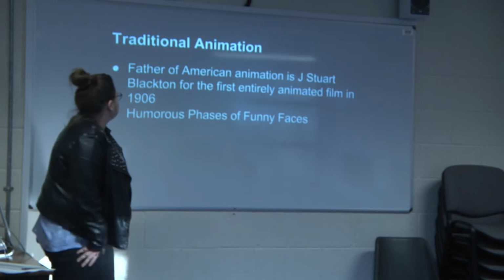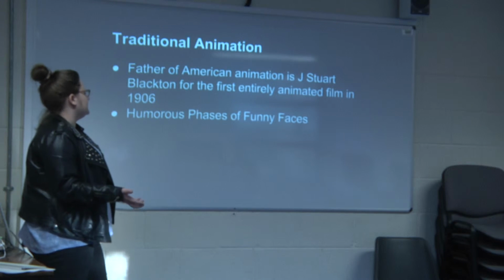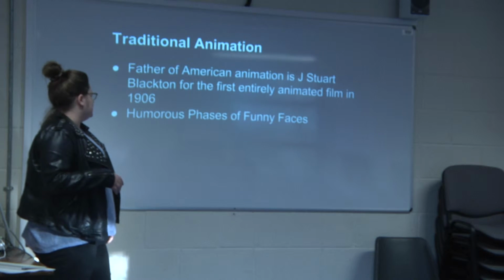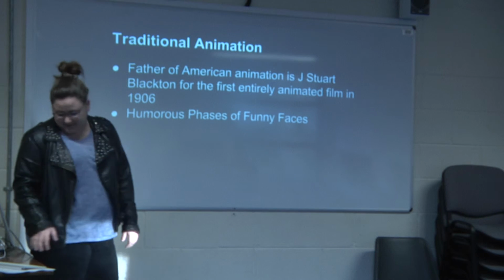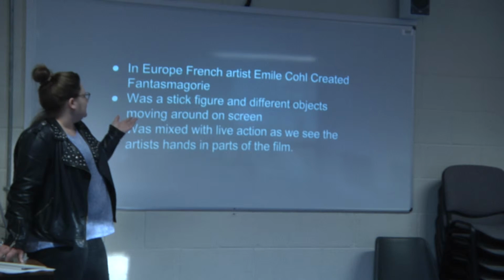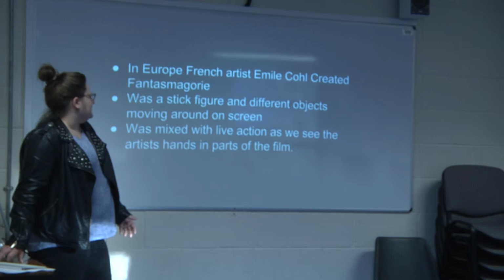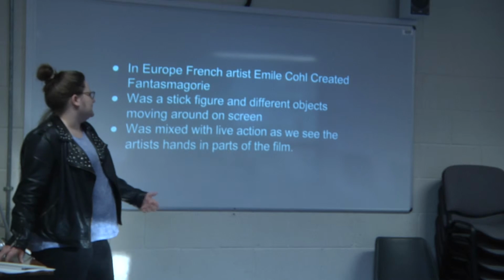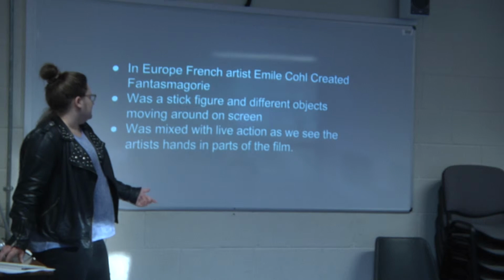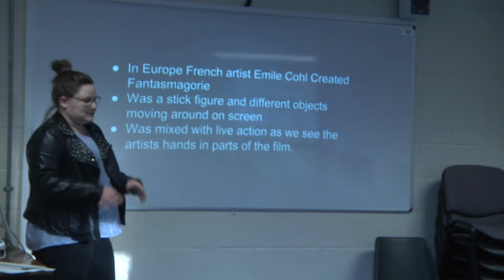So J. Stuart Blackton would be known as the father of American animation, for the first entirely animated film, which was in 1906, Humorous Phases of Funny Faces. And then in Europe, there's a French artist called Emile Cohl, and he created Phantasmagorie. It was a stick figure that had movement, but also different objects. One was, I think, a wine bottle turning into a flower. It was a mixture of live action as well as animation, because in the film you can see his hands moving.